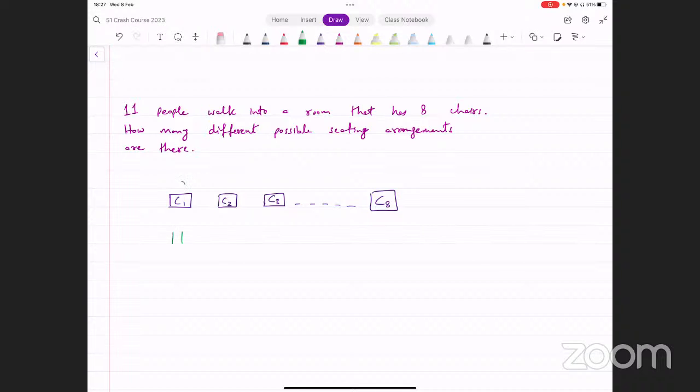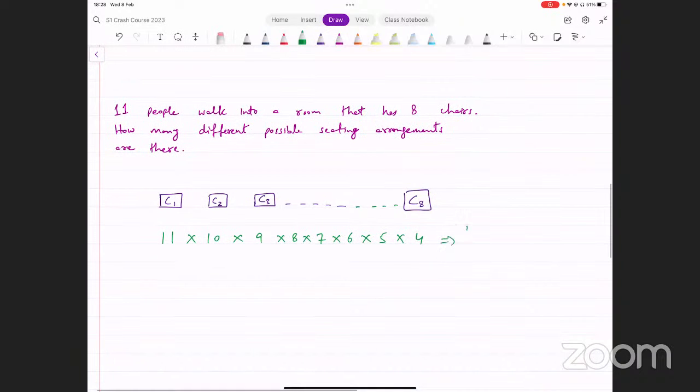Then once one person has sat here, what are the options for the next person? That's 10. And then when 2 people have already been placed on these 2 chairs, then what's the number of options for the next chair after that? That's 9. And it keeps going on. For the 4th chair, you've got 8. And then for the 5th, you've got 7. For the 6th, you have 6. And then 5. And then finally, for the last chair, you have 4 options. So you could just multiply all of them individually like this. But that's exactly the same thing as saying 11P8.